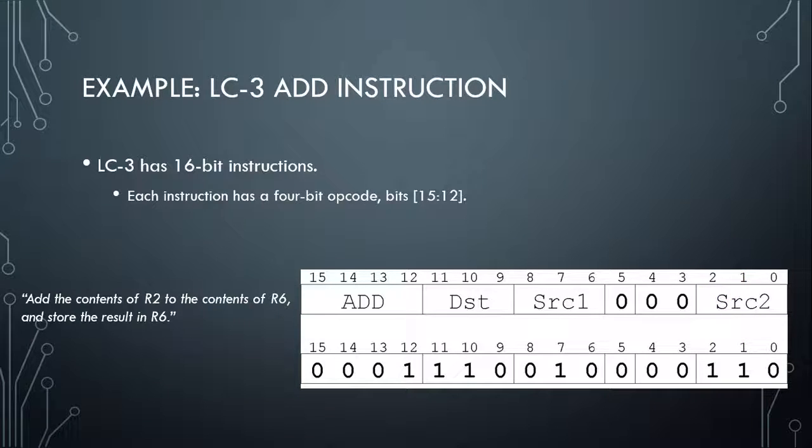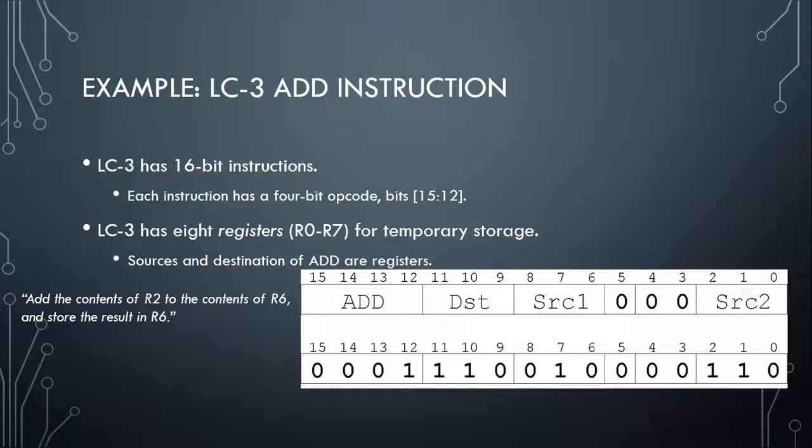All right, as I mentioned, the LC3 has 16-bit instructions. Each instruction has a 4-bit opcode, that's bits 15 through 12. And the LC3 has 8 registers, R0 through R7, for temporary storage. Sources and destination of add are registers. So these registers right here, R0 to R7, because with 3 bits, what's the maximum that you can get?